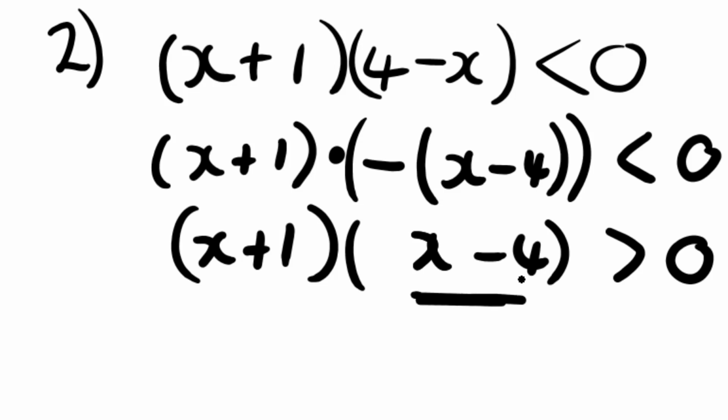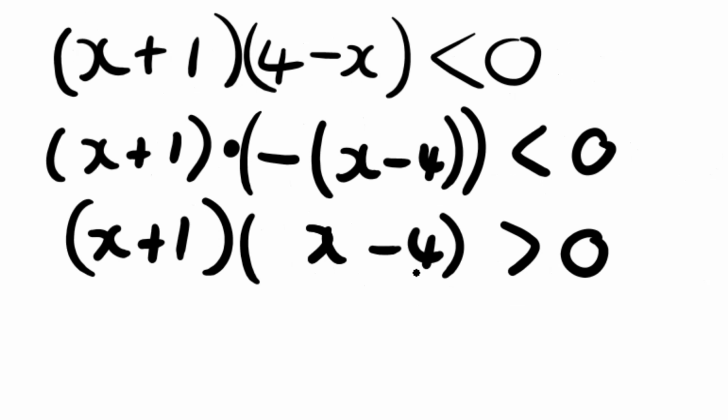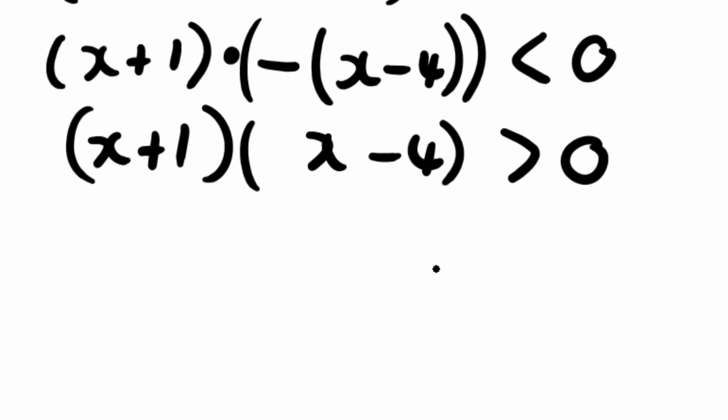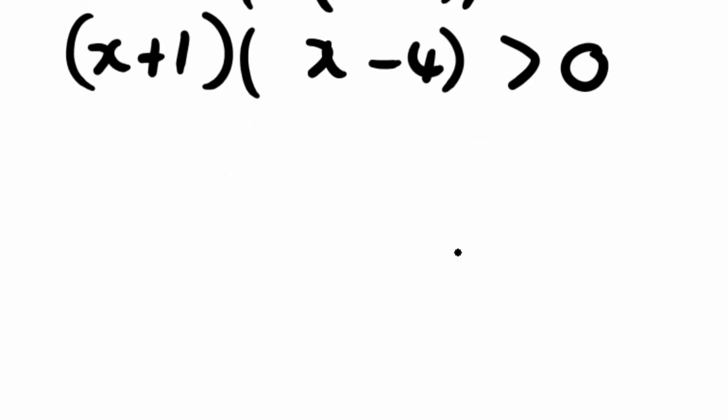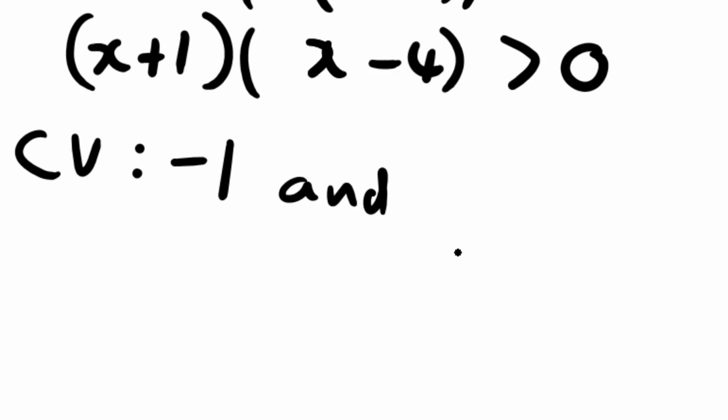It will put x in the first position. That's what we want. Okay. Now from here, what we want to do is go and find our critical values. You write your critical values. CV will be, for this first bracket, we get our critical value as minus 1. And for the second bracket, we get our critical value as positive 4.